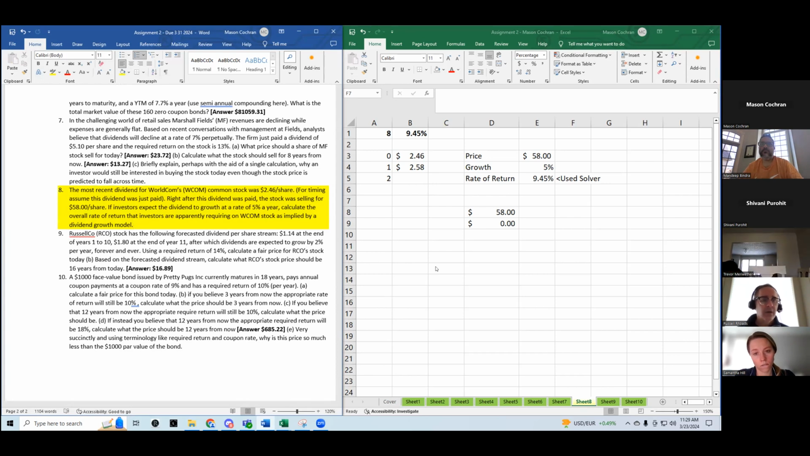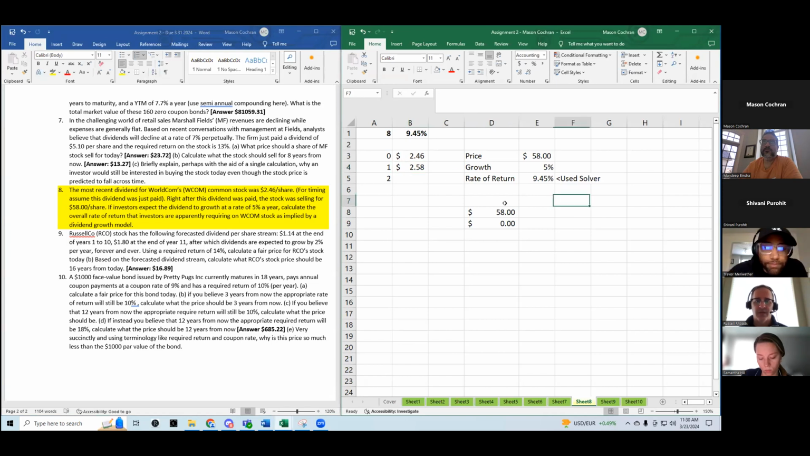So we're being given, are we given that final stock price? Yes, we're given the $58. Right. So most recent dividend paid, right after the dividend paid, the stock was selling for $58 a share. If you expect dividend growth, overall rate of return, so for G, use the dividend growth rate, and then add that to the dividend yield. And the dividend yield is going to be the dividend 1 year out divided by the current stock price.